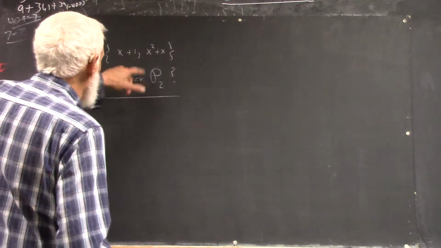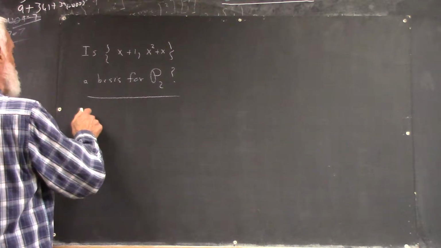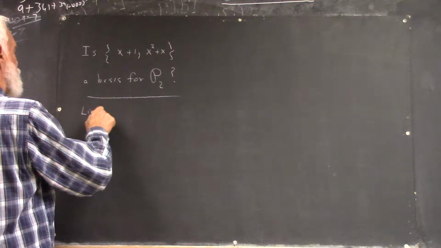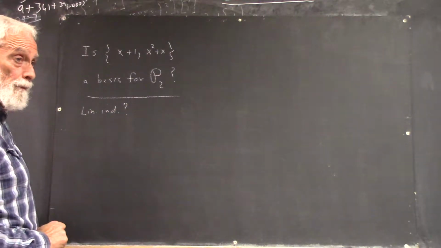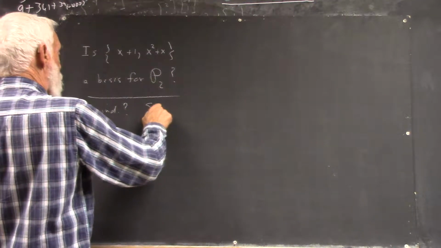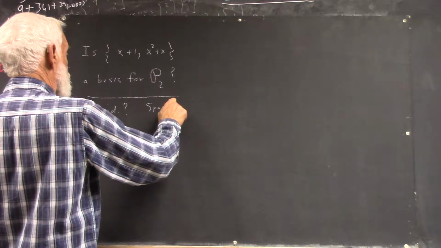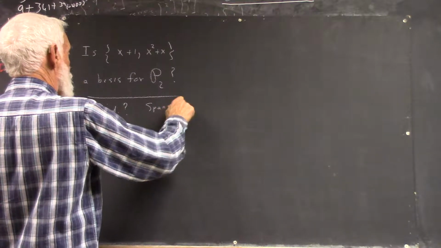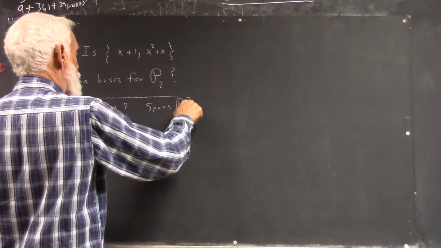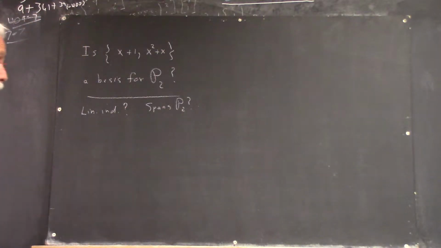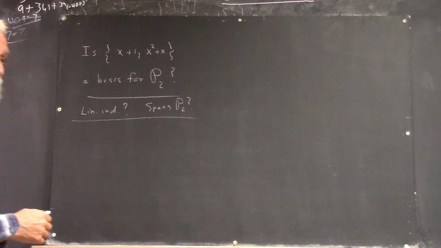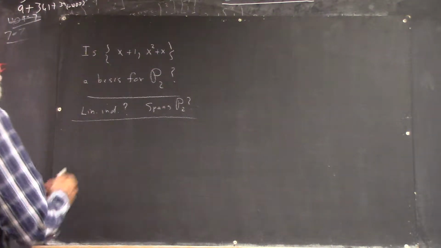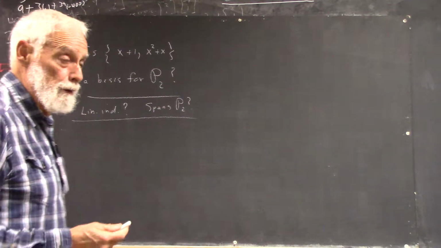Okay, how do you prove whether something's a basis? First of all, is it linearly independent? And does it span? Okay, so let's start with linear independence, since that's kind of what you addressed. Okay, what's the test for linear independence?